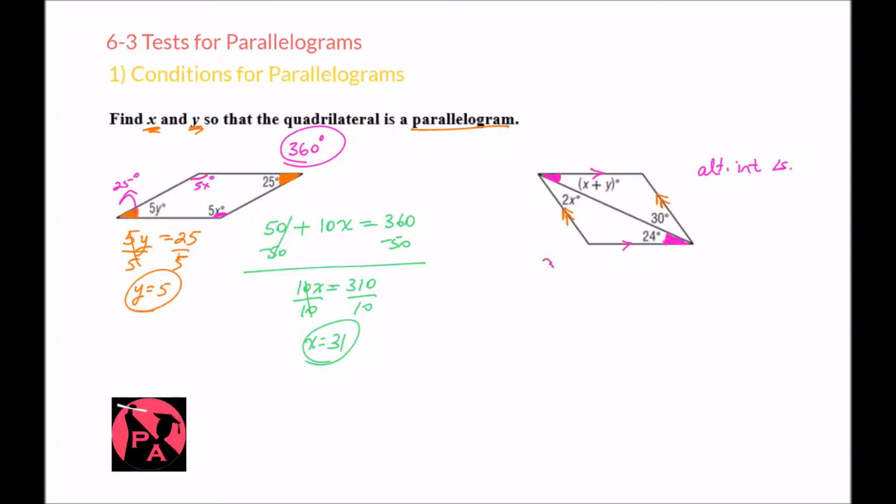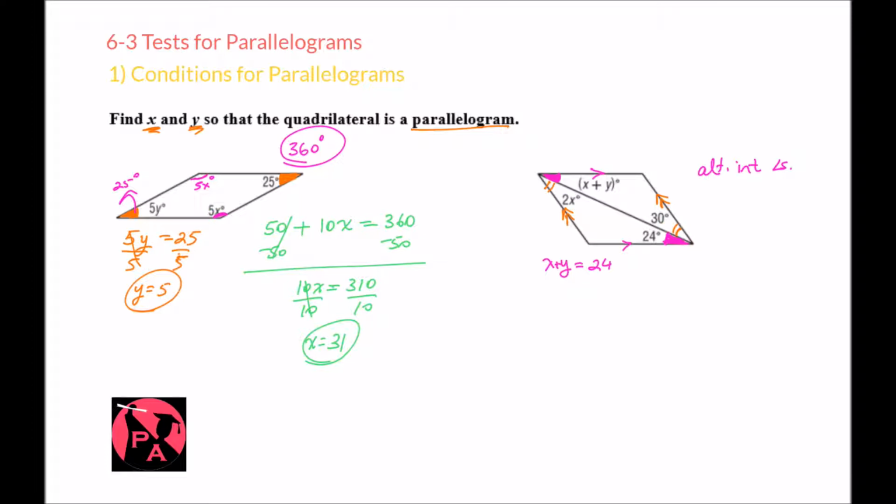So let's set them up equal to each other, x plus y and 24. They must be the same. But here we have another problem, which is, as you see on the left hand side of the equation, we have two different variables. But we only have one equation, which is not enough for us to solve this equation. We need another equation to move on. So let's check the other two angles, 30 degrees and 2x degrees.